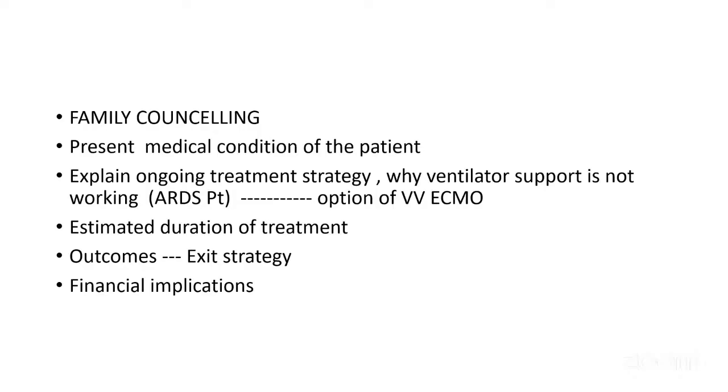So in that scenario, if there is worsening of respiratory function, worsening of the cardiac function, the family has to be explained the treatment strategy. What are we giving? For example, a patient has come to us with ARDS. He's on maximum ventilator support. We have tried prone ventilation. He has not improved out of that. And why it is not working, we need to explain to them in simple words, and then give them the option of VV ECMO in this scenario, right?